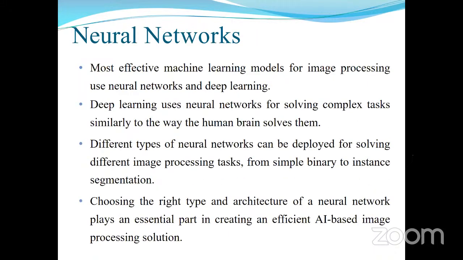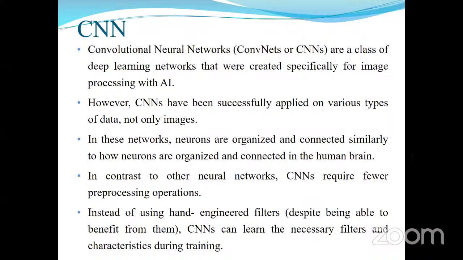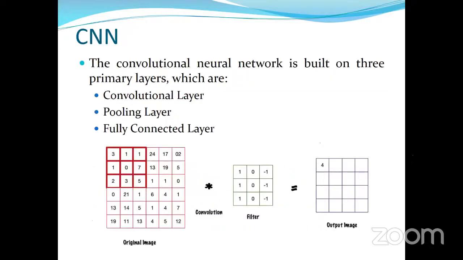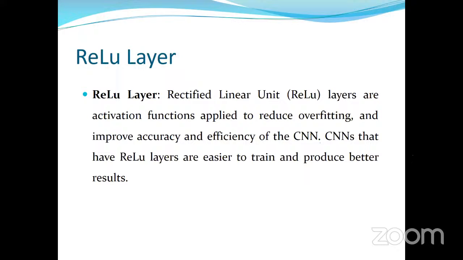Again, I'm coming back to neural networks because I just want to tell you about CNN. We have some more time, so we can cover CNN. I'll give a brief about CNN because it's broadly used for image processing. CNN has layers with three dimensions: width, height, and depth. It has two components: feature extraction and classification. You have a convolution layer, a pooling layer, and a fully connected layer. You have one more layer called the ReLU layer, the rectified linear unit layer.